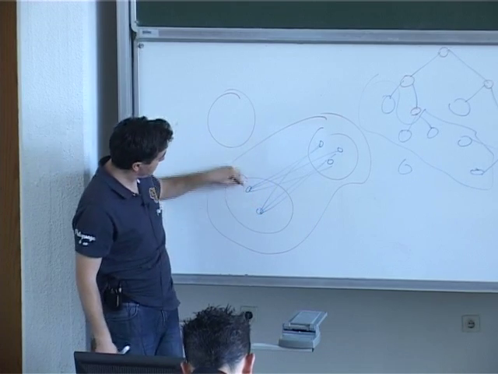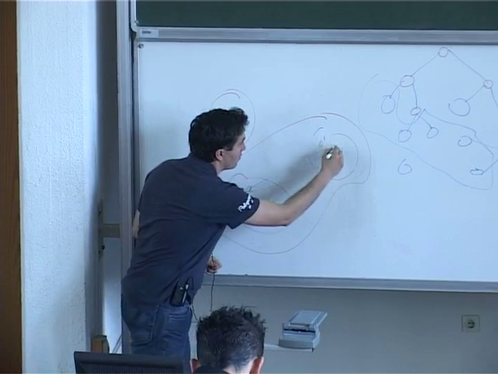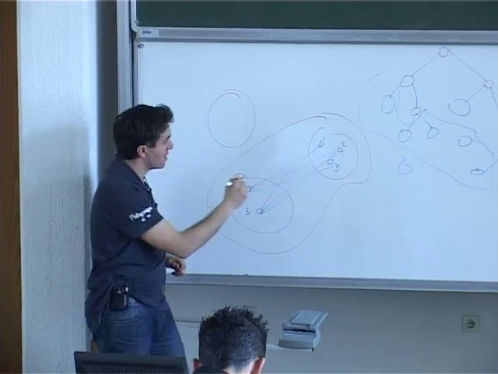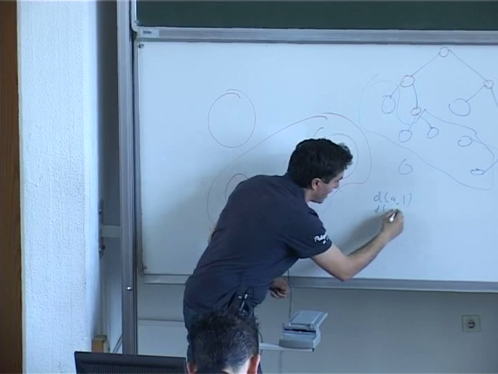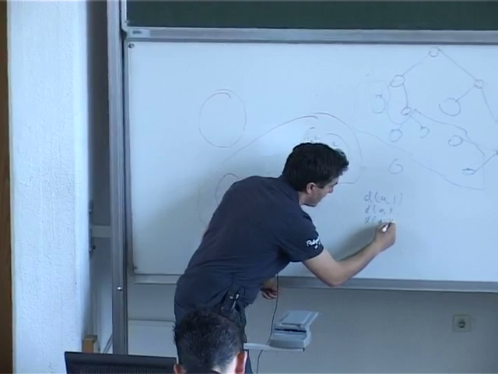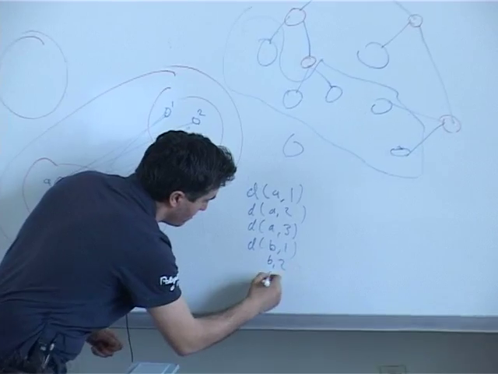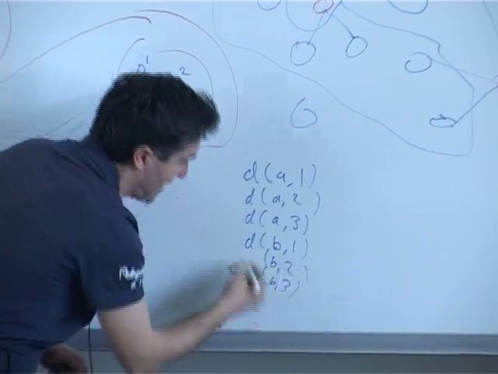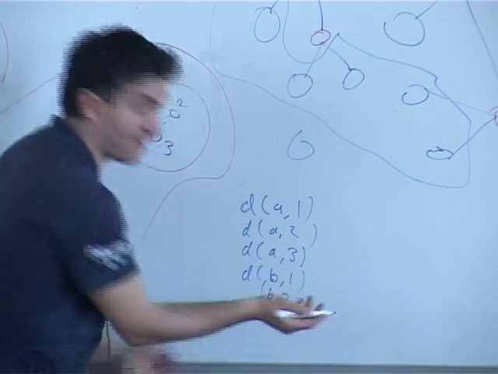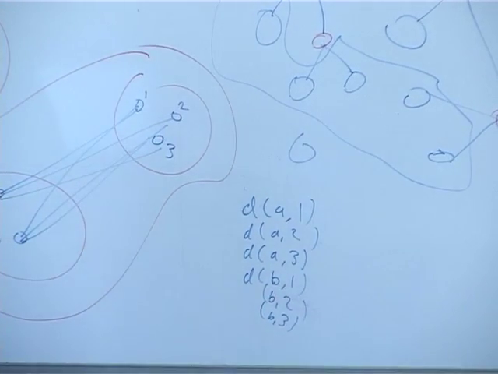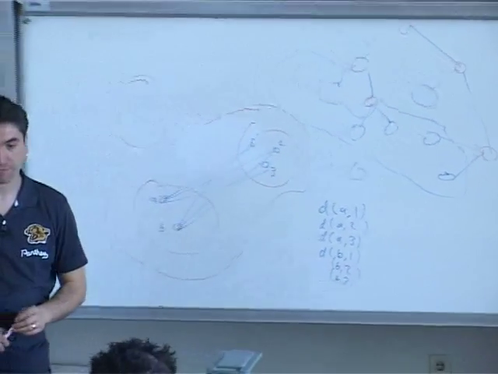If this is A, B, and this is 1, 2, 3, I'm going to look at the distance of A1, A2, A3, B1, B2, B3, and take the average of those. Just add them up and divide by 6. The average of these distances is the distance between these two clusters.